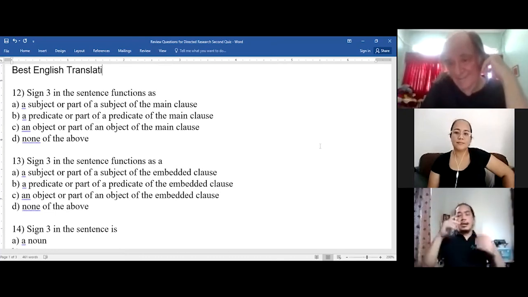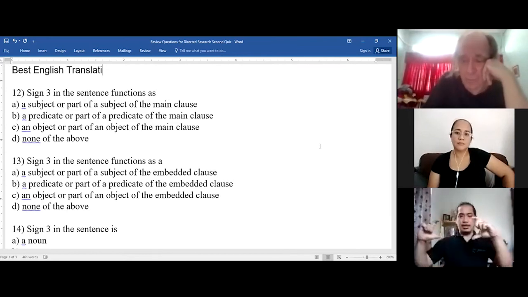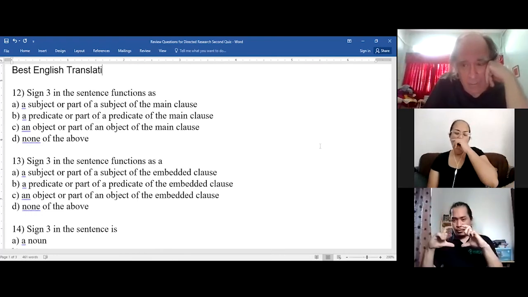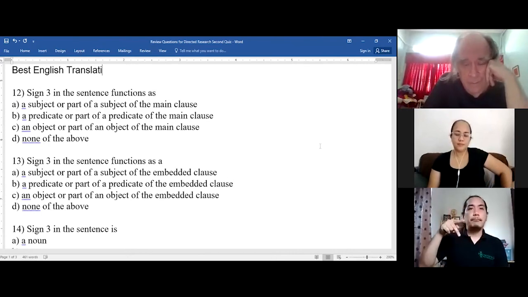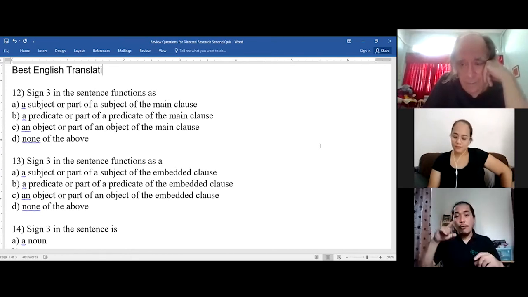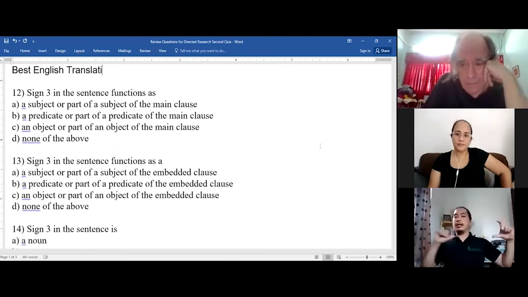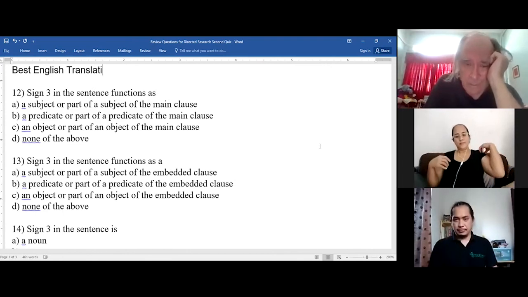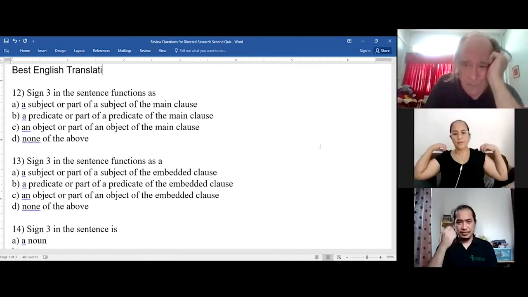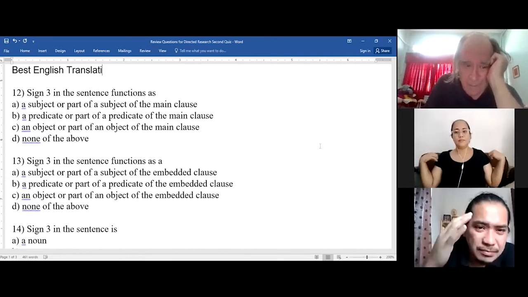Kyla's still confused. Okay, so Kyla, if we have 4, 16 together, that's the embedded clause, right? The clause within the clause. Okay, we can agree to that. So together is the predicate for that embedded clause. But in the main clause, the sign together doesn't function as a predicate. So the answer is D. Is that clear? Meng has her hand up.